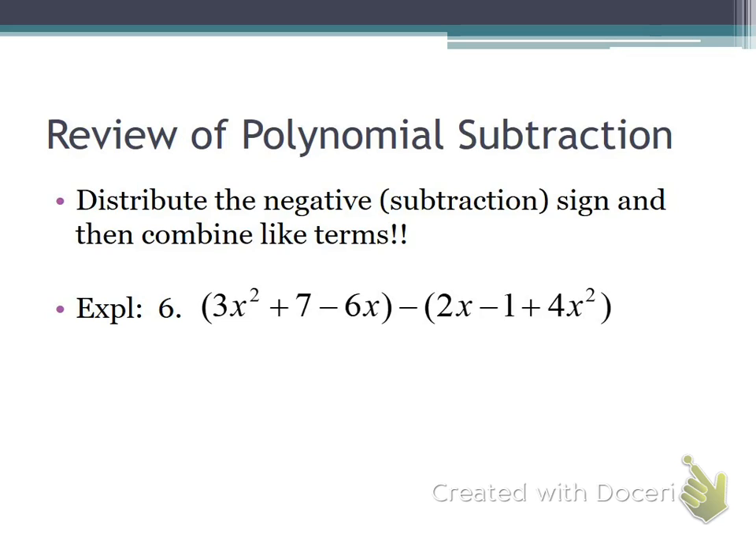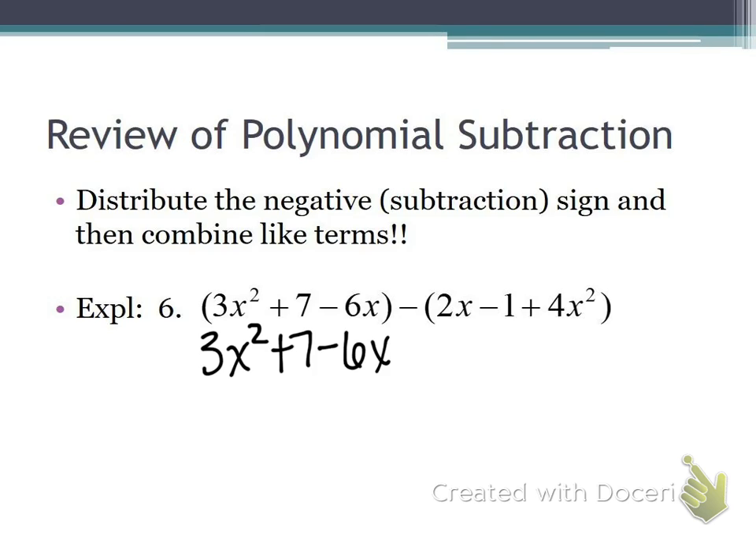On our next example. Okay, so we're jumping down to review of polynomial subtraction. Our note there is to distribute the negative or subtraction sign and then combine like terms. So what that means is our first set of parentheses is not changing. So I'm just going to rewrite it. 3x squared plus 7 minus 6x.